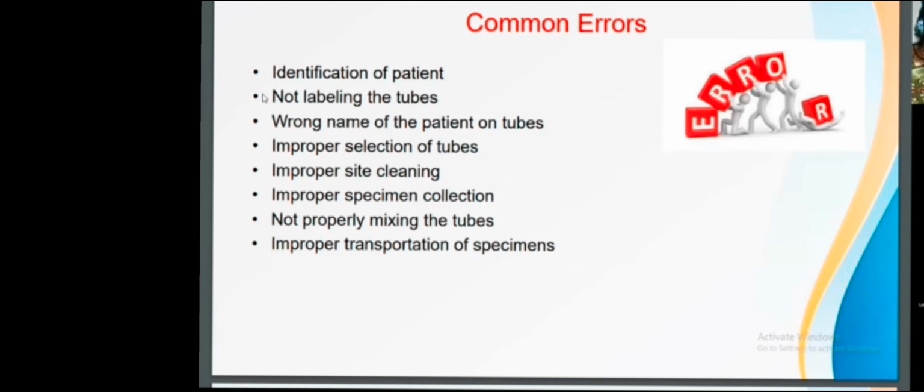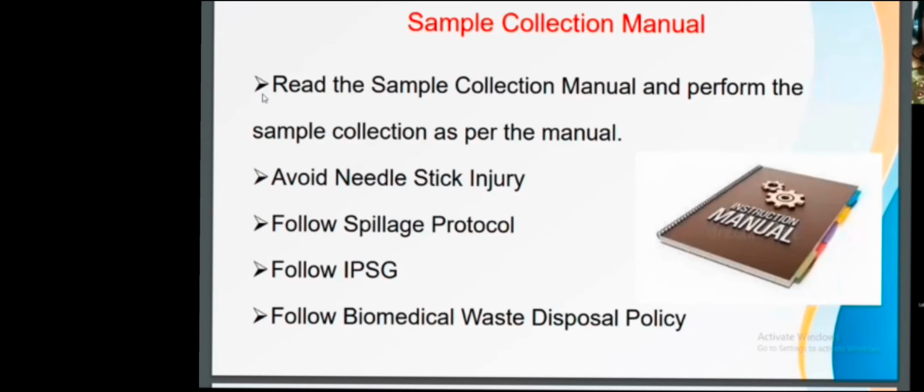Common errors. Identification of patient, not labeling the tubes, wrong name of the patient on tubes, improper selection of tubes, improper site cleaning, improper specimen collection, not properly mixing the tubes, improper transportation of the specimen. Then sample collection manual. Read the sample collection manual and perform the sample collection as per the manual. Following all this. Avoid needle stick injury, follow spillage protocol, follow IPS codes, follow biomedical waste disposal policy.